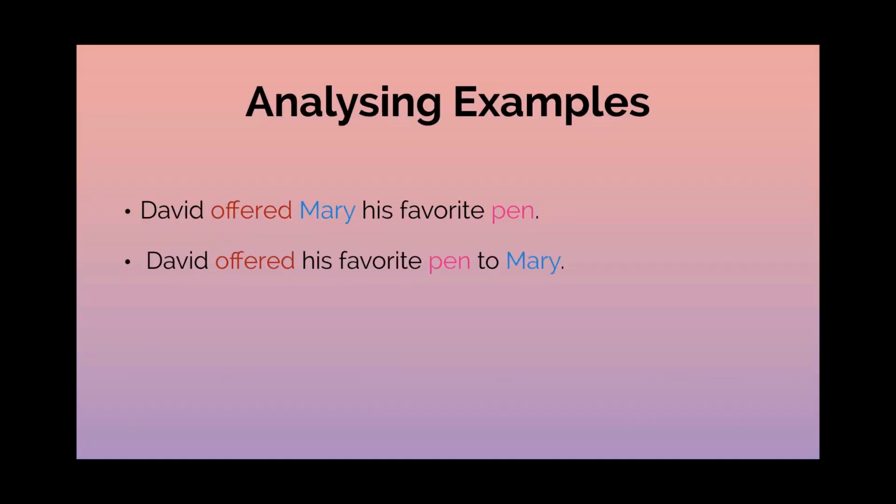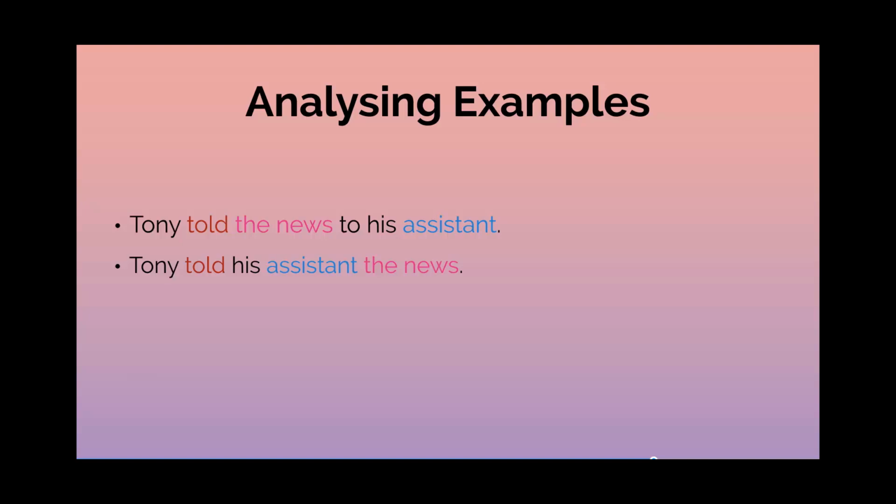Let's take some more examples to understand ditransitives in a better way. For example, David offered Mary his favorite pen, or David offered his favorite pen to Mary. Here, David is the subject who performed the action of offering the direct object pen to the indirect object Mary. Tony told the news to his assistant, or Tony told his assistant the news.